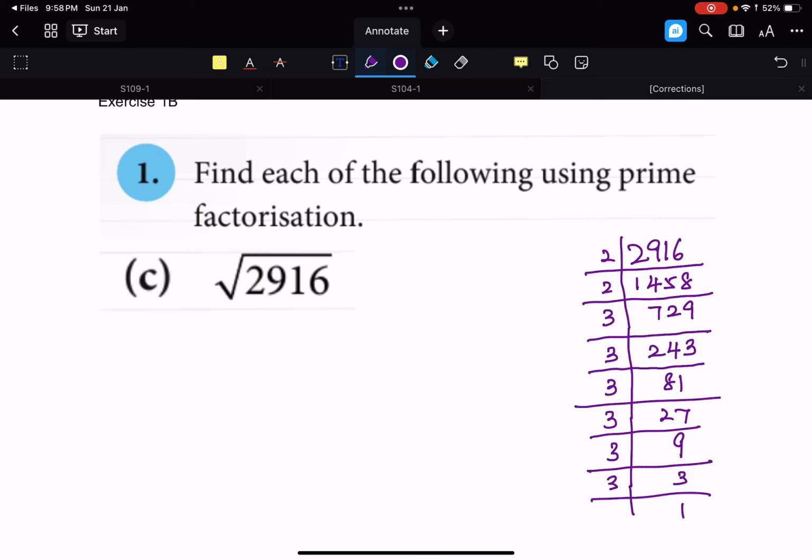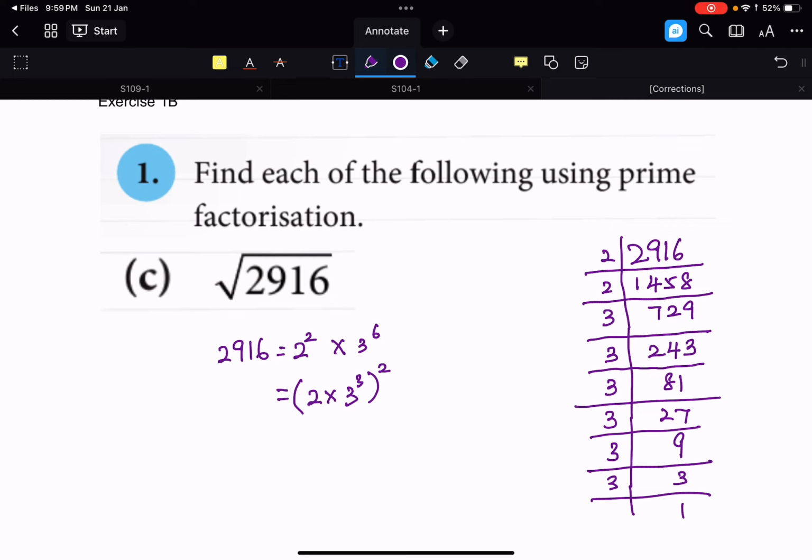So let's look at the prime factors on the left column and put them all together. So this tells us that 2916 is equal to 2 to the power of 2 times 3 to the power of 6. So with this, we can rewrite it in the form of 2 times 3 to the power of 3, all squared. Why is this so? I've actually explained to you in class.